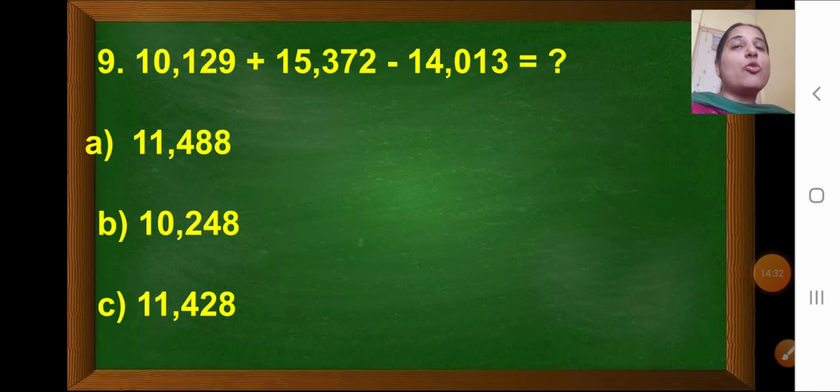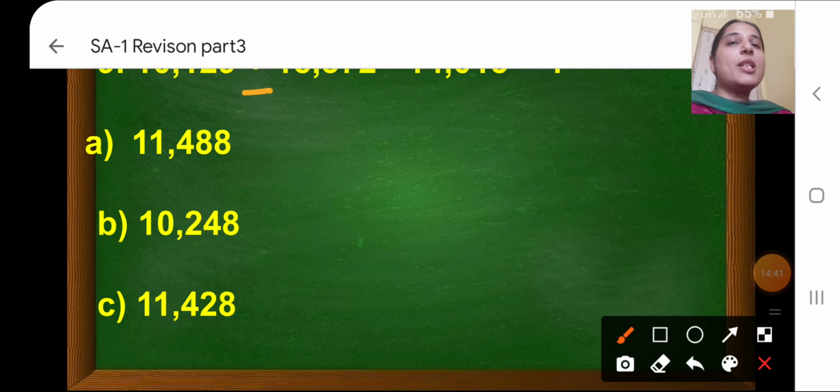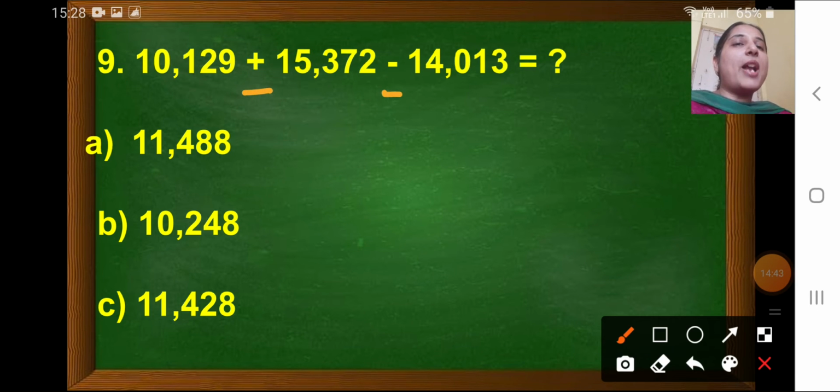Now children, question number 9, you can see this is the question where you have both the plus sign, addition sign, as well as subtraction sign. So how do we do those type of questions? First we add the numbers which do not have minus sign in front of them. So what are the numbers here which do not have minus sign in front of them?